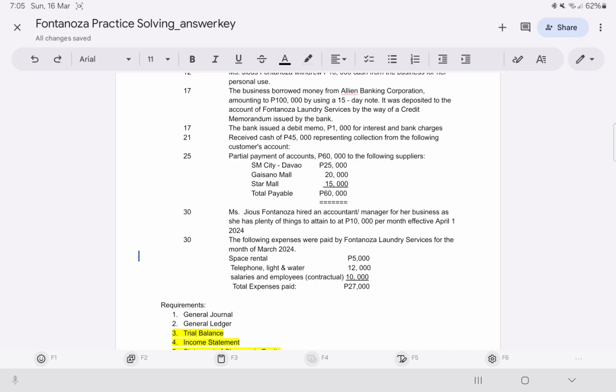Okay, and then another transaction in 30, the following expenses were paid by Fontanoza Laundry Services for the month of March 2024. Okay, so we have the breakdown of the expenses of Fontanoza Laundry Services. Space rental, 5,000 pesos. Telephone, light, and water, 12,000. Salaries and employees contractual, 10,000. Total expenses paid, 27,000. Now, I'm going to ask you, what would be the accounting title that you're going to use since this is space rental?